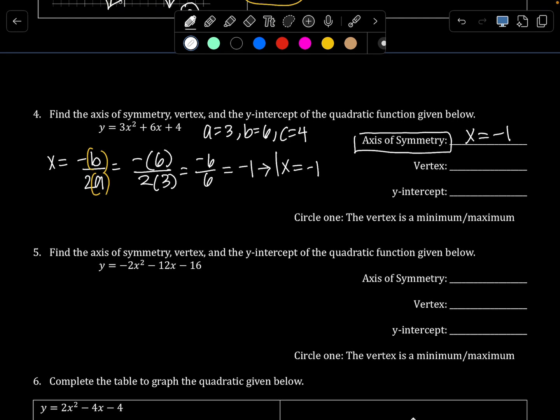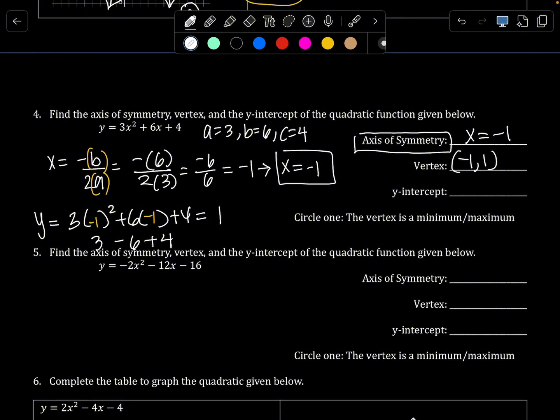Vertex, all you've got to do now is plug in this number for the x in your original function. 3 and then parentheses squared plus 6 parentheses plus 4. Replace it with -1. You could do the math in your head. 3 minus 6 plus 4. 3 minus 2 is 1. So you get -1, 1. Okay? Therefore, y equals 1.